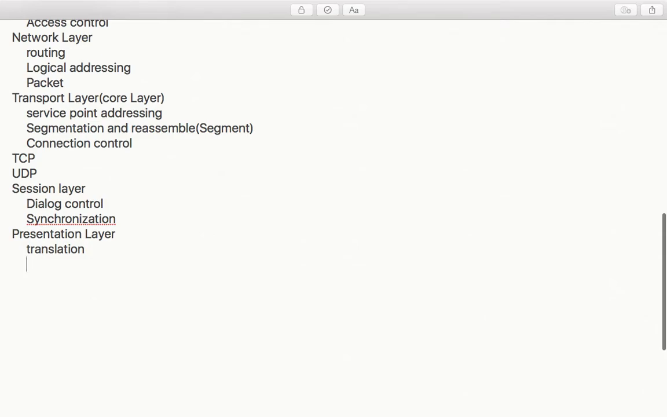Other than this, it will also encrypt the data in order to provide certain security. And if the file is large, it will also do the compression. So these are the three responsibilities of your presentation layer. And the last one is the application layer.